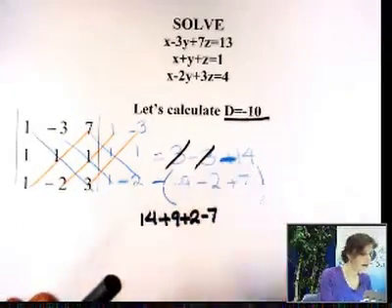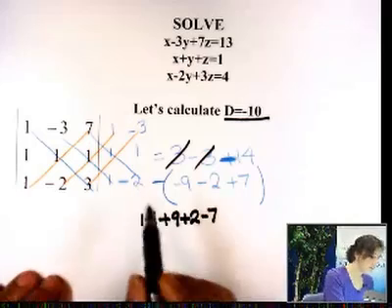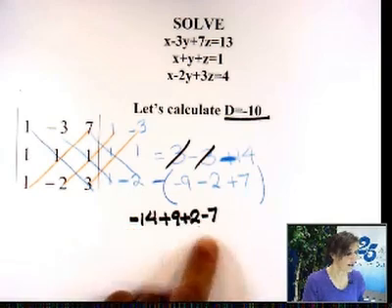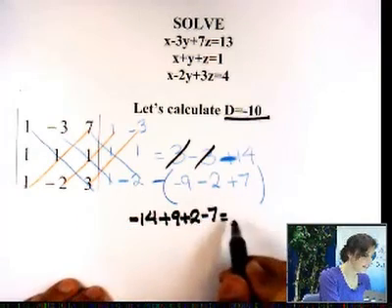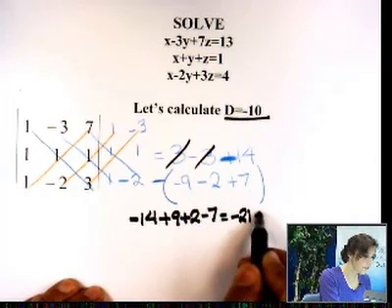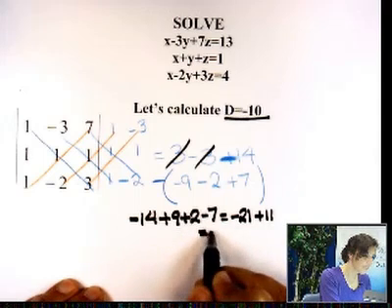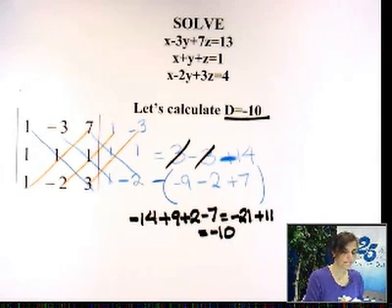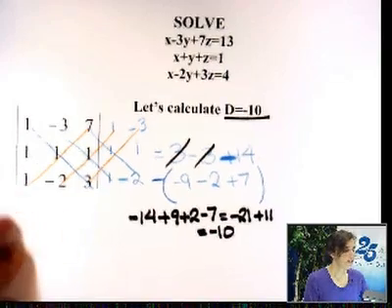All right. Okay, so here it is. Negative 14. All right. Negative 14, negative 7, that's negative 21, plus 11, and that turns out to be negative 10. Very good. Okay. Now, this is D.